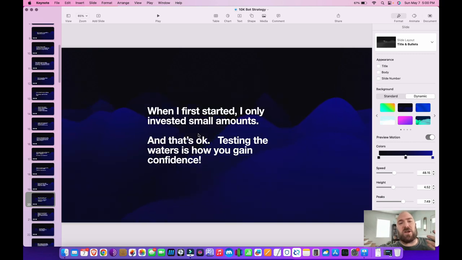When I first started, I only invested small amounts, and that's okay. That might be what it takes to gain your confidence.